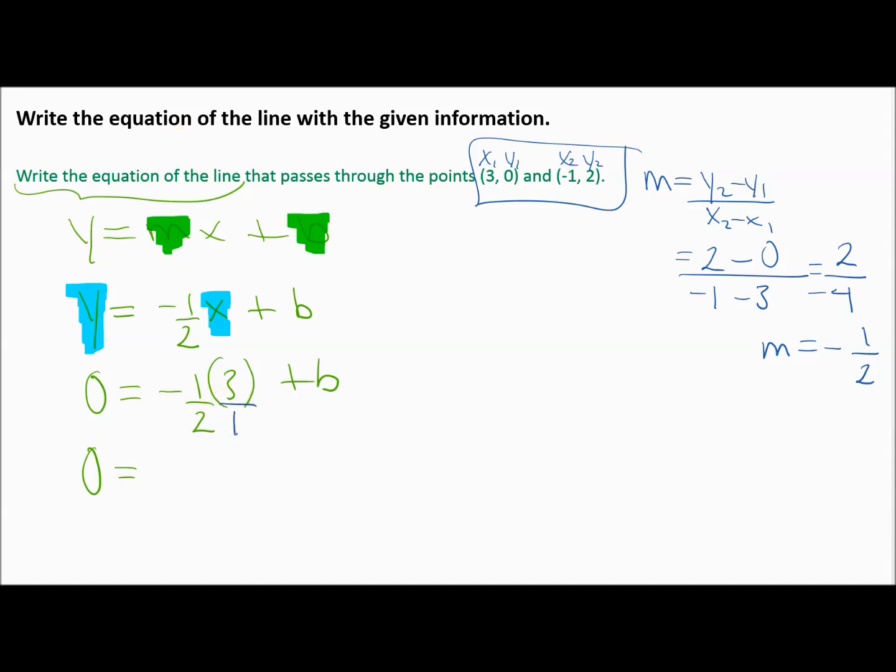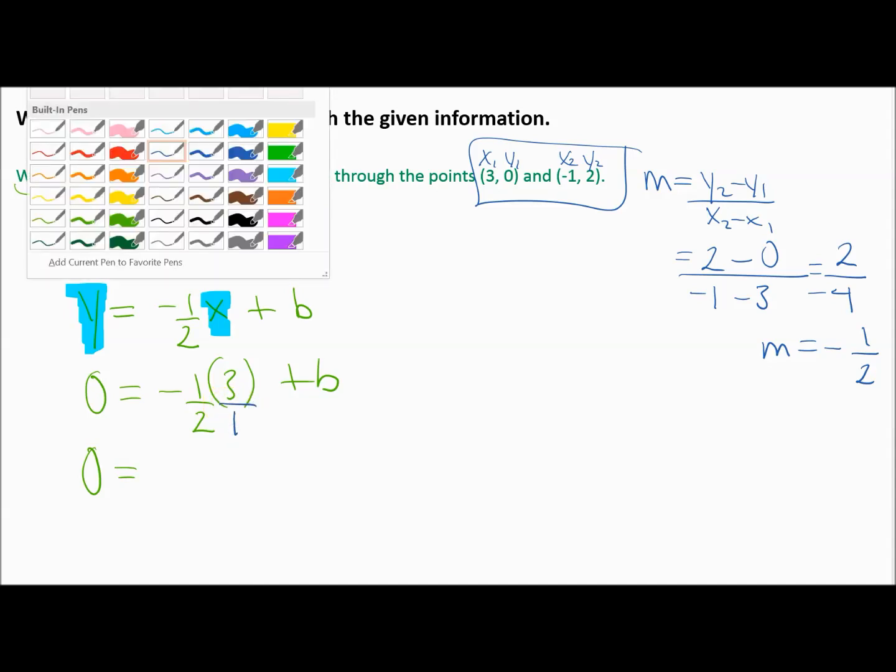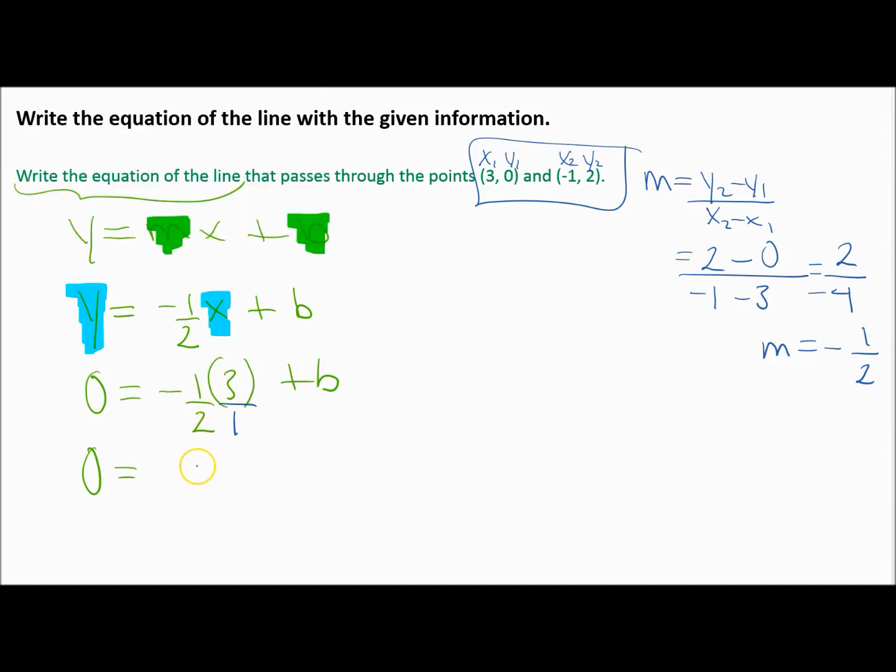And remember, to multiply fractions, you multiply numerator times numerator and denominator times denominator, which gives you -3 over 2 plus b. To isolate b, what I want to do is add 3/2 to both sides of this equation. The -3/2 cancels on the right, so I'm left with a b on the right only, and 0 plus 3/2 on the left, which we know is 3/2.